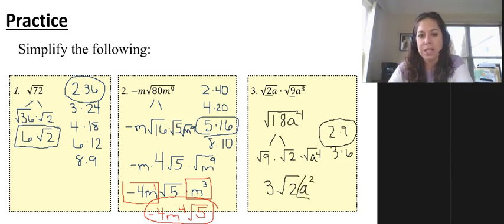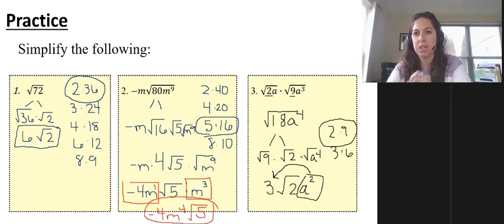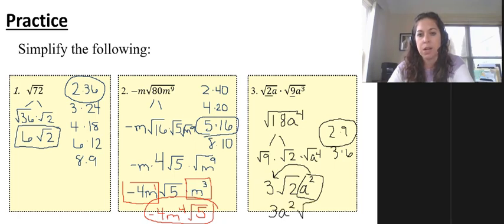So be careful because that's not under the radical. So I'm going to move it out in front. Be really, really careful here because if I left it where it was, it could be mistaken for being under that square root. It's not. So make sure you move it out in front. So my final answer here would be 3a squared times the square root of 2.